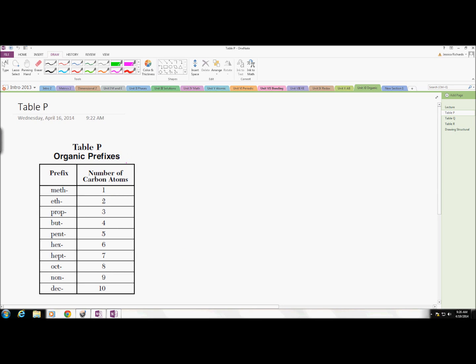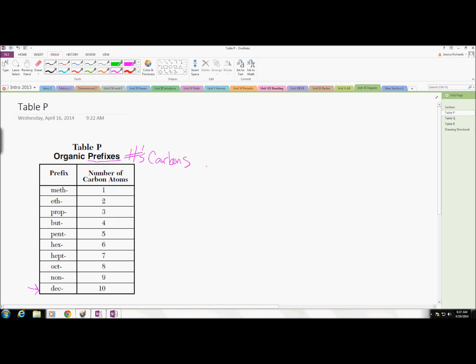Reference table P lists the prefixes that we will use. Now, these are not the only prefixes that are used in organic chemistry. These are the ones that the state will use for you, so you're not going to have organic molecules that have more than the 10 carbons in them. There are, just understand, other prefixes besides these. So this is how we're going to count in organic chemistry, and this is for carbons. Okay, these prefixes are for numbers of carbons only.